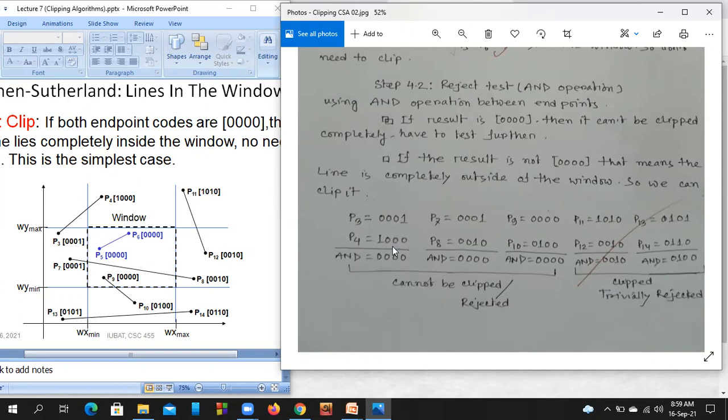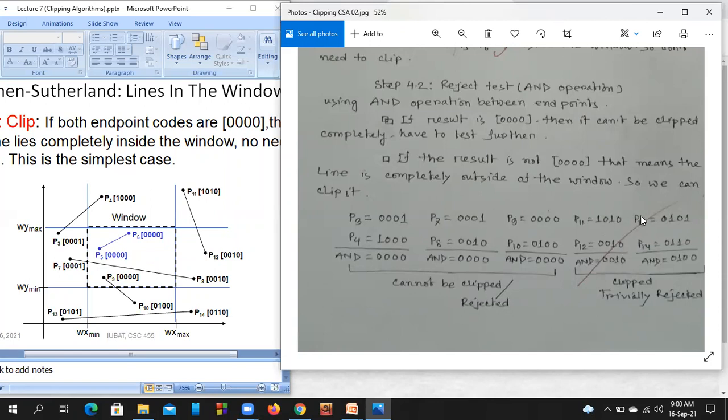So we are going to do that AND operation for P3, P4. So P3 001 and 100, P7, P8, P9, P10. Out of those, the rest of the lines, so 1, 2, 3, 4, 5, 5 of those lines, we are doing the AND operation between their endpoints. And we have found that for P3, P4, P7, P8, as we know, AND gives 1 only when it is 1 and 1, right? Otherwise the combinations 0, 1, 1, 0 give 0 for the AND operation.